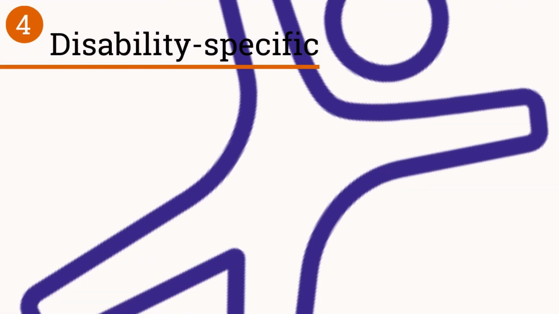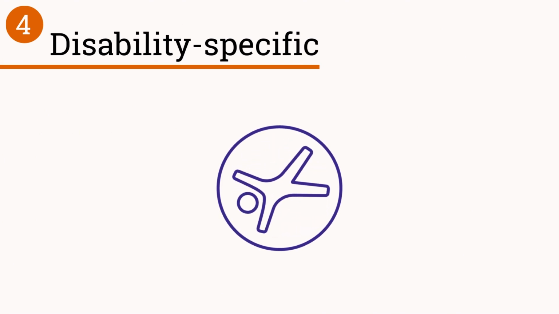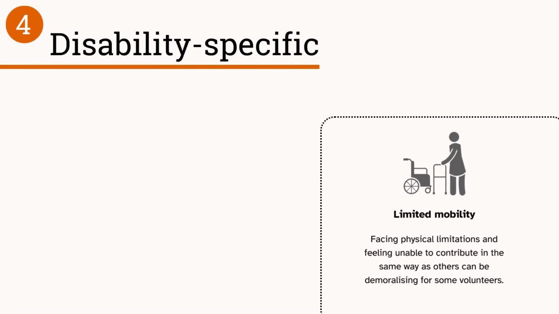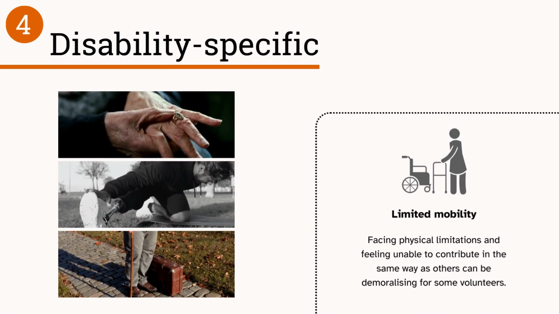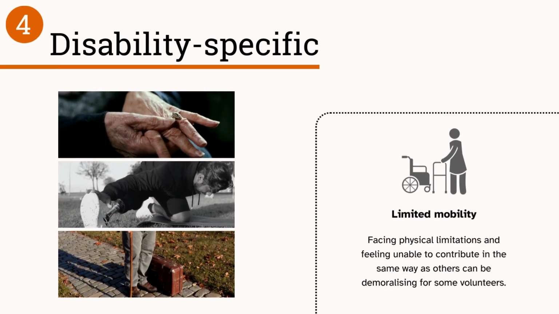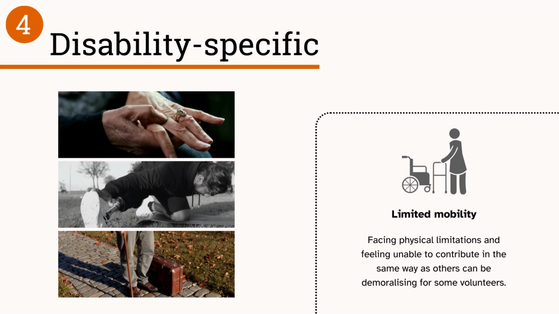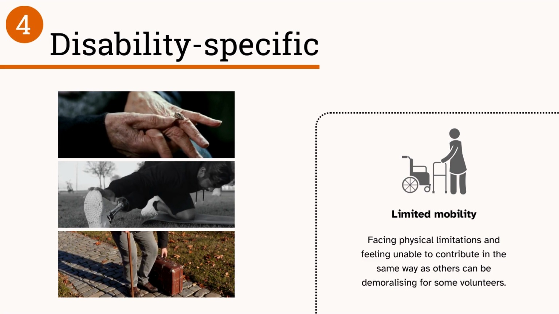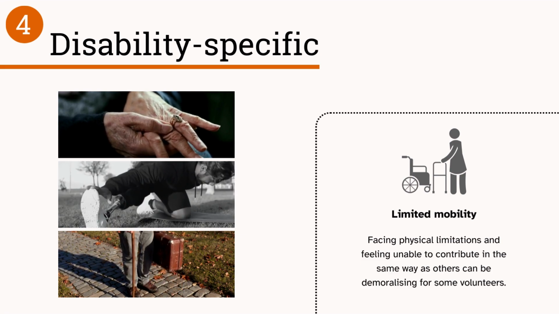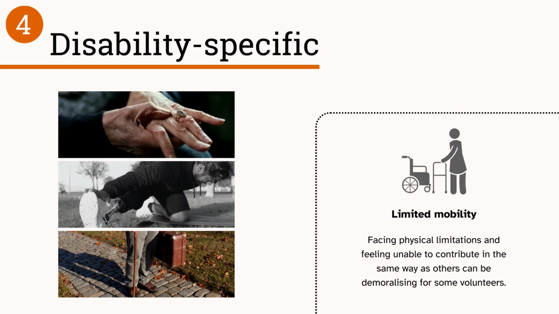Disability-specific barriers arise from different types of disability. For example, limits to mobility or physical exertion. Some disabilities limit mobility, or their advance can lead to poor health and physical functioning. Facing physical limitations and feeling unable to contribute in the same way as others can be demoralising for some volunteers.